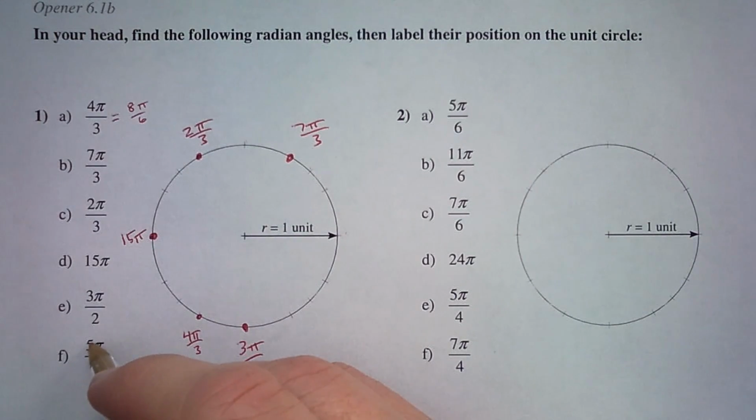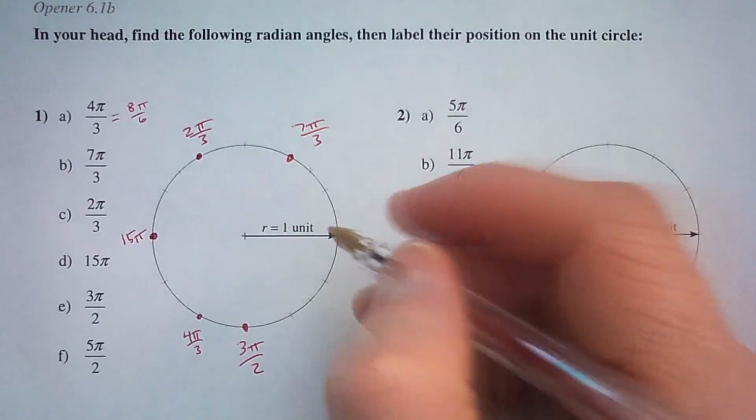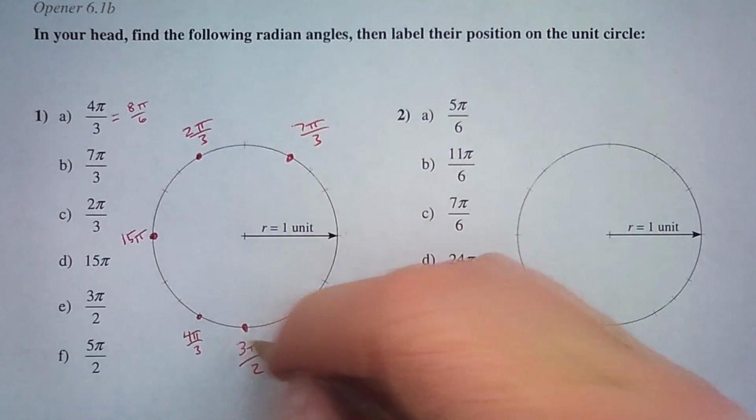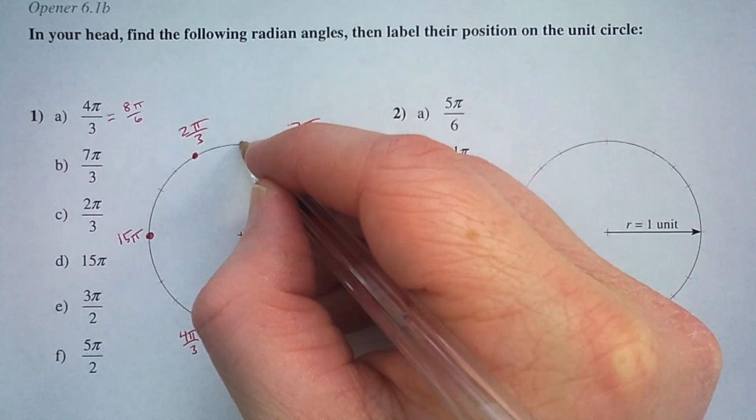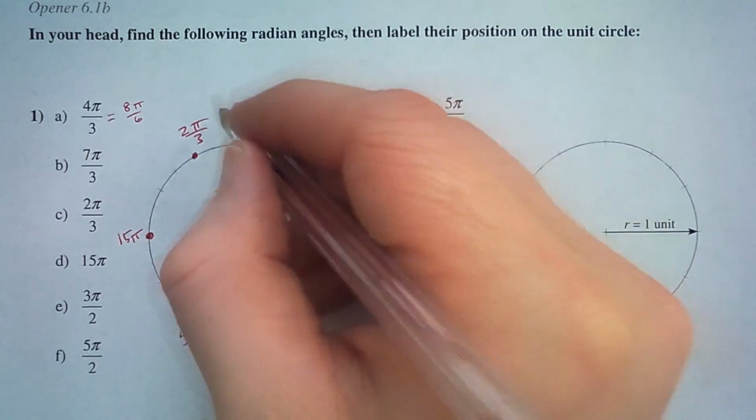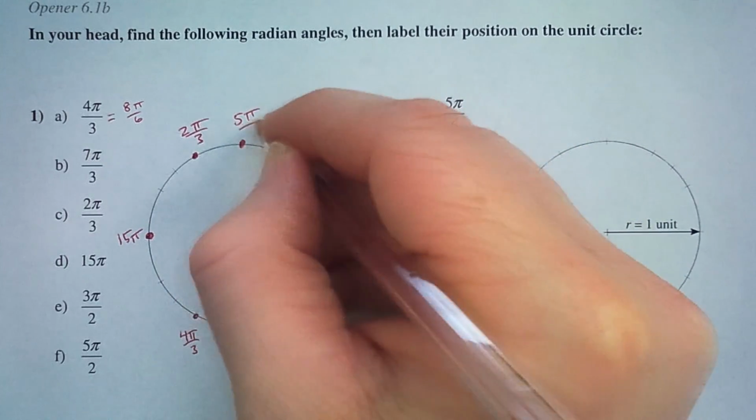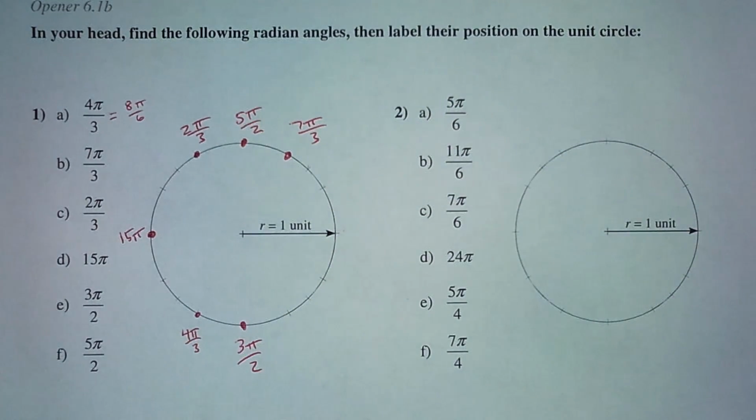And then 5 pi over 2, or 10/4. Now all the way around would be 2, which is 8/4, 9/4, 10/4 puts us right here, and that is 5 pi over 2. Okay, so now we'll do another set of numbers, starting with 5 pi over 6.